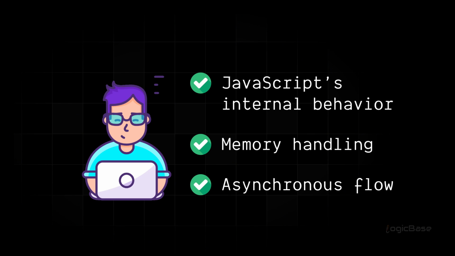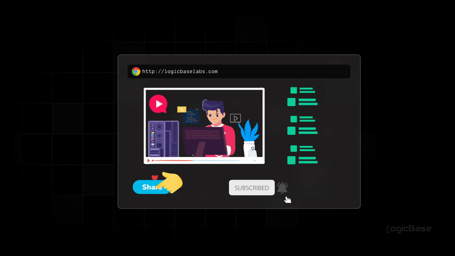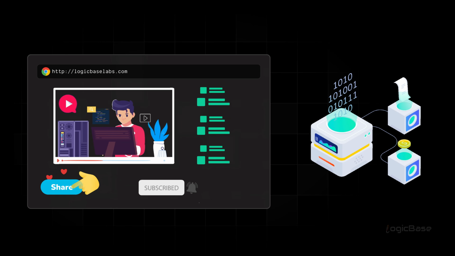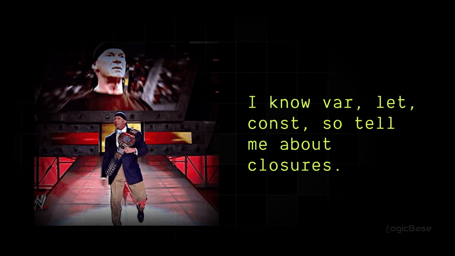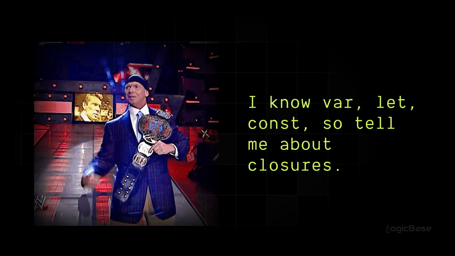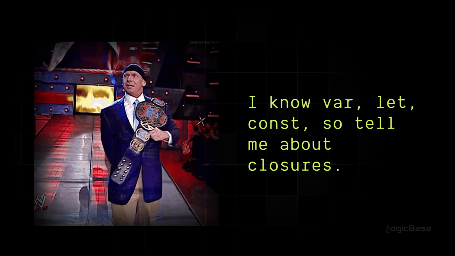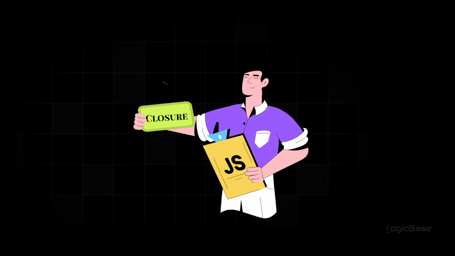JavaScript was originally created just for small interactive tasks in the browser. But now you can build large-scale applications, even backend systems with it. The reason behind this is powerful concepts in JavaScript like closures, prototypes, and more. Many people say, I know var, let, const, so tell me about closures. But as you have seen, var, let, and const aren't that simple either. This is where the understanding of closures begins.